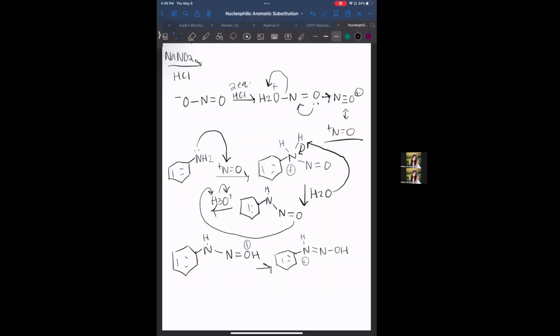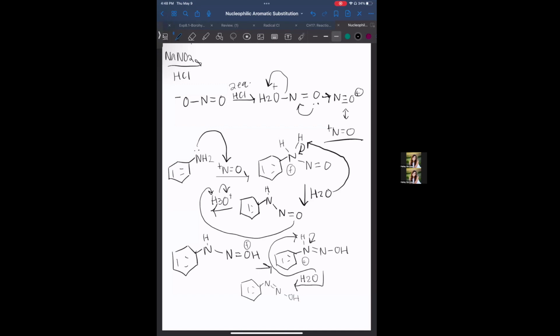So now we have this positive charge on the nitrogen. We don't want to leave a positive charge there. So again, we're going to, sorry, this is so messy. We're going to use water and we're going to pluck off this proton. And that's going to give us N double bonded N OH.